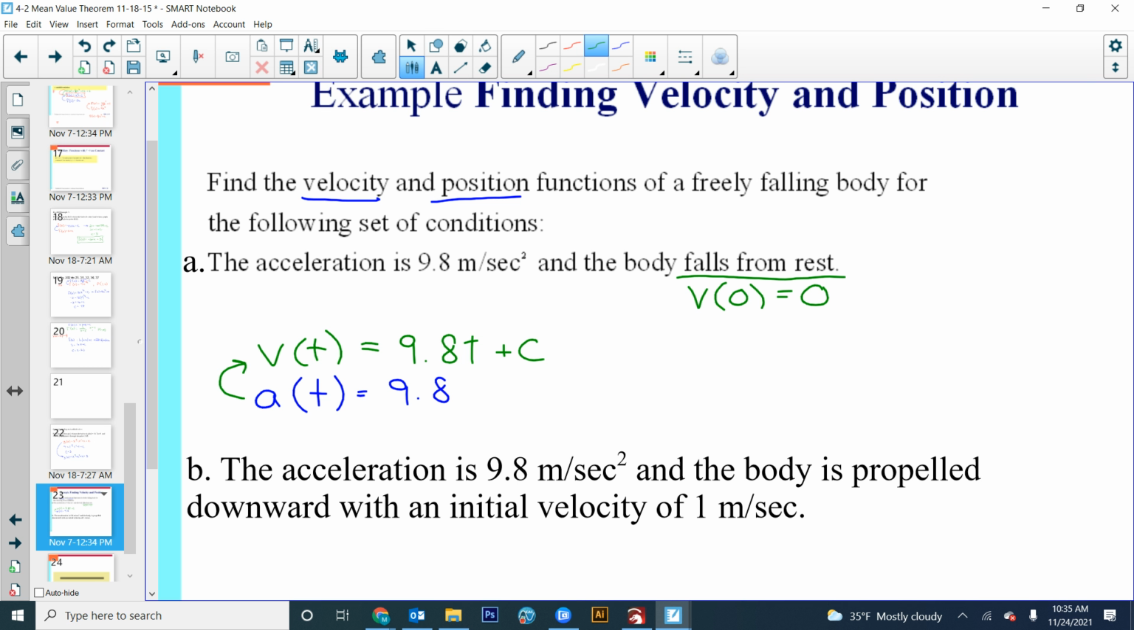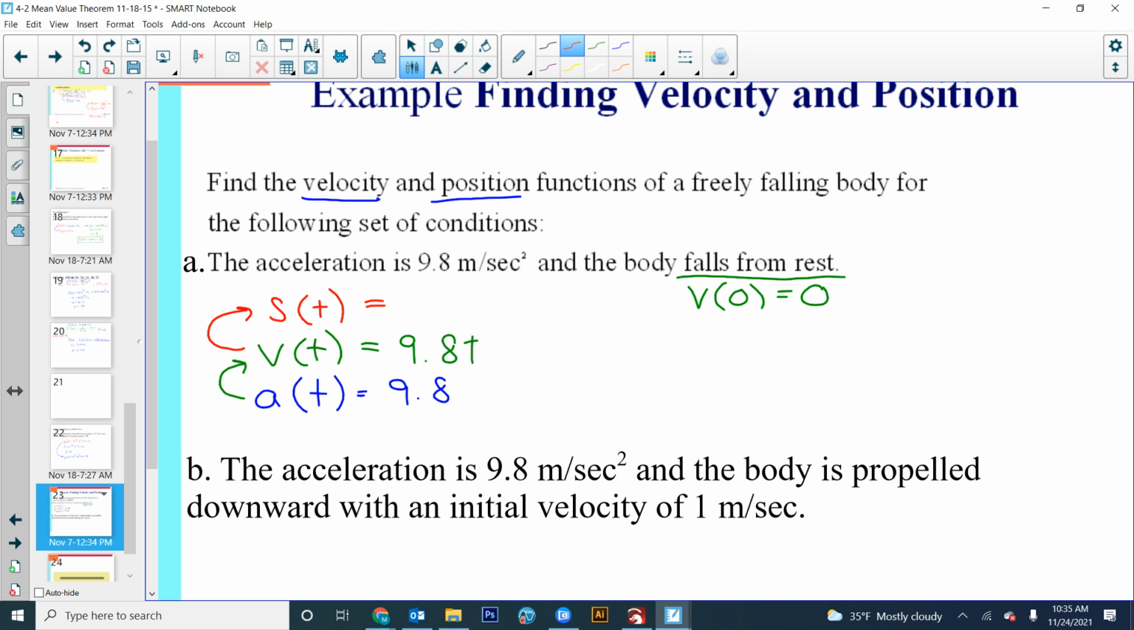All right. Well, guess what, guys? If t is 0 and v is 0, what's c? 0. That wasn't necessary. It was, but it didn't end up being necessary. Are you ready? It also said to find the position. We call it S of t in calc.